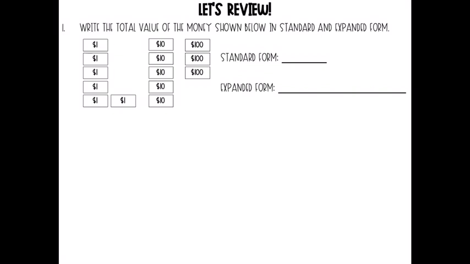Let's start by reviewing what we learned yesterday. Number 1, write the total value of the money shown below in standard and expanded form. So I remember standard form is my number form. So I'm going to start by counting my hundreds, tens, and ones. Count with me as we go.